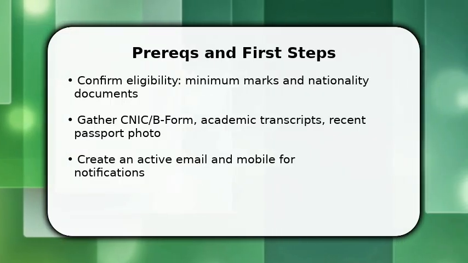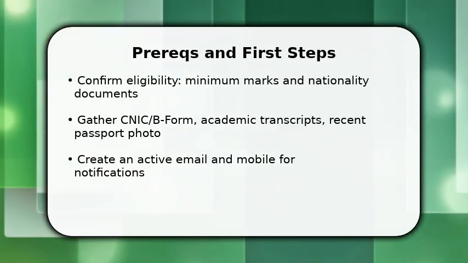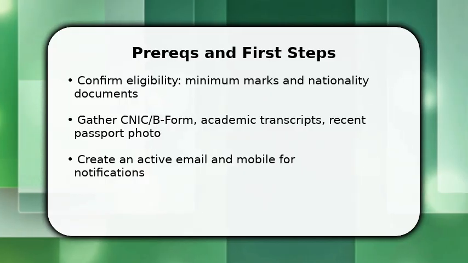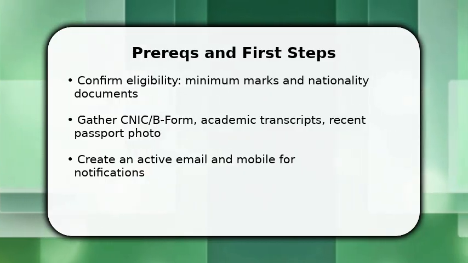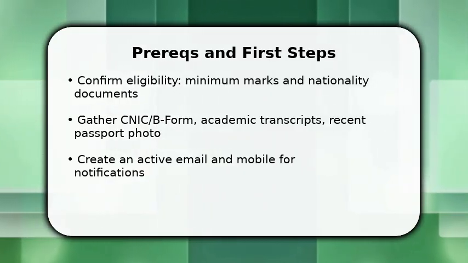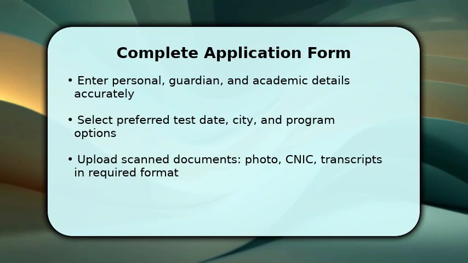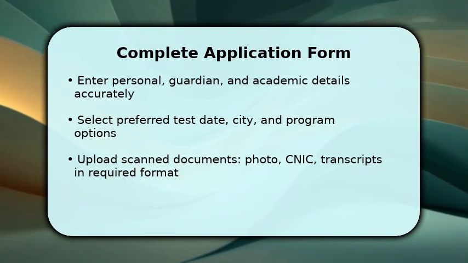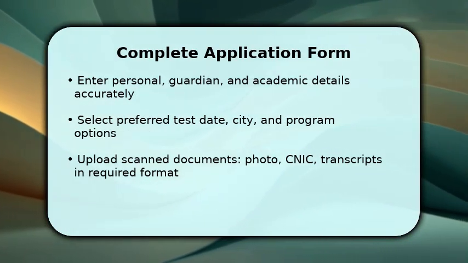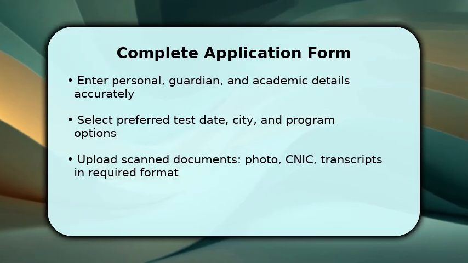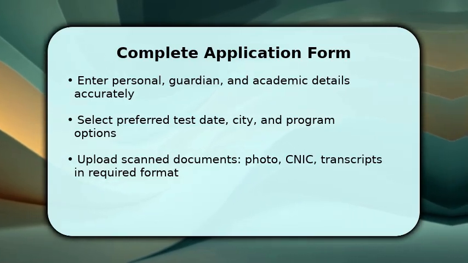After that, open the official admission portal, choose GIKI test application, and begin a new candidate profile. This gets you into the system and ready for the actual form. Now complete the online application carefully. Fill personal and guardian fields exactly as on your CNIC and transcripts, because mismatches cause delays.